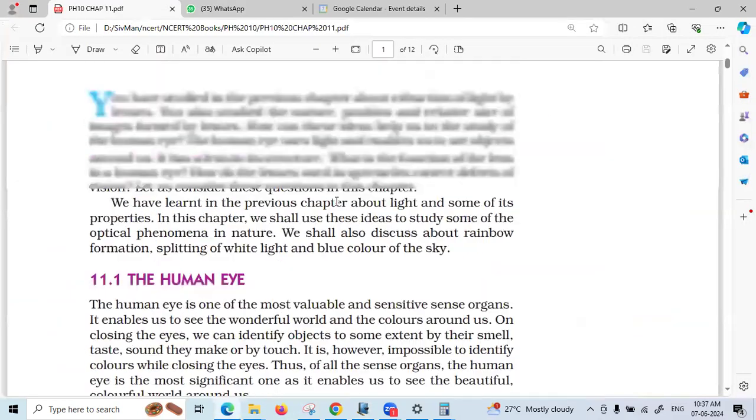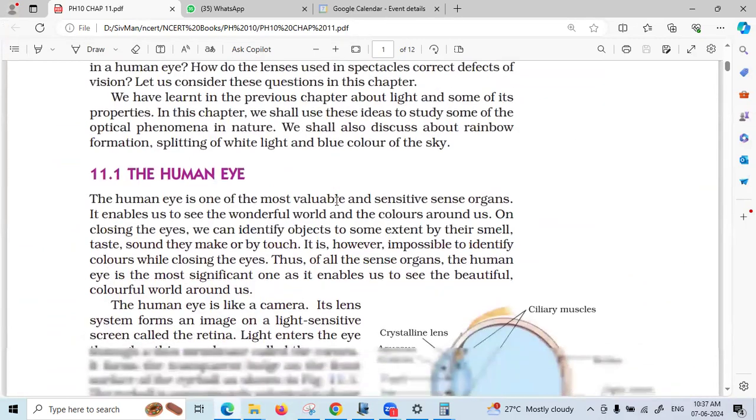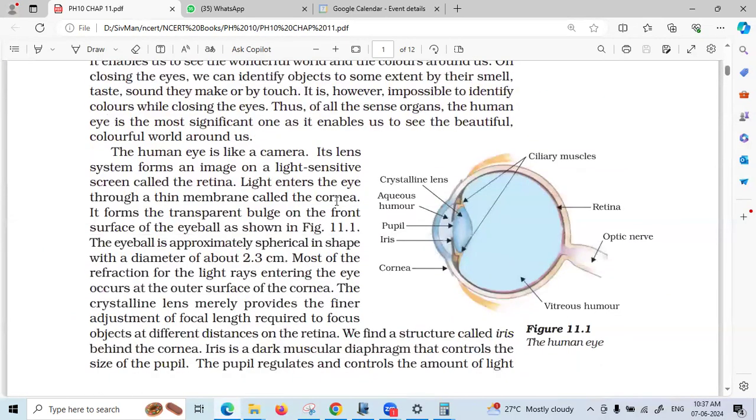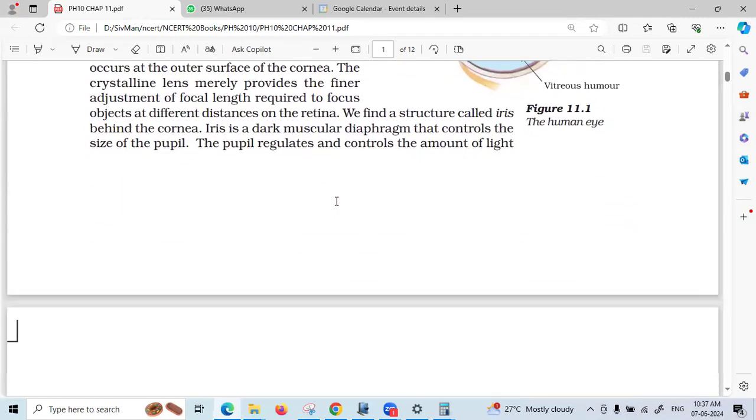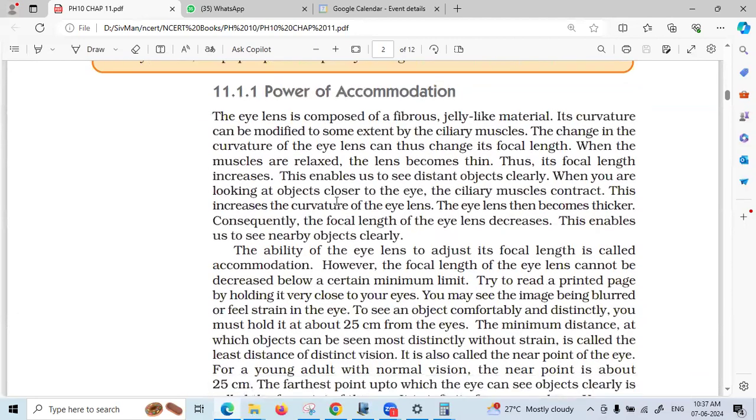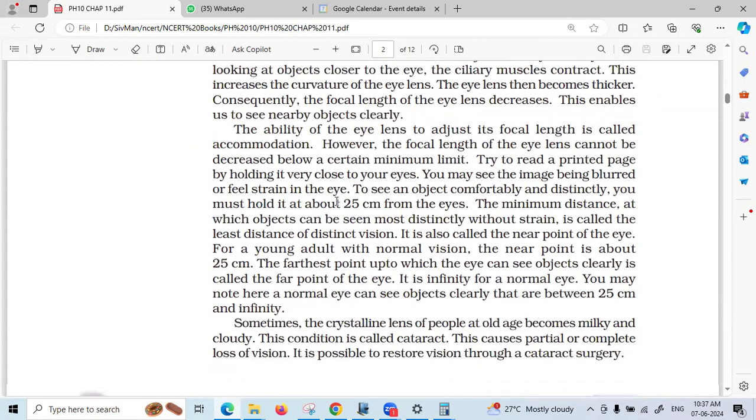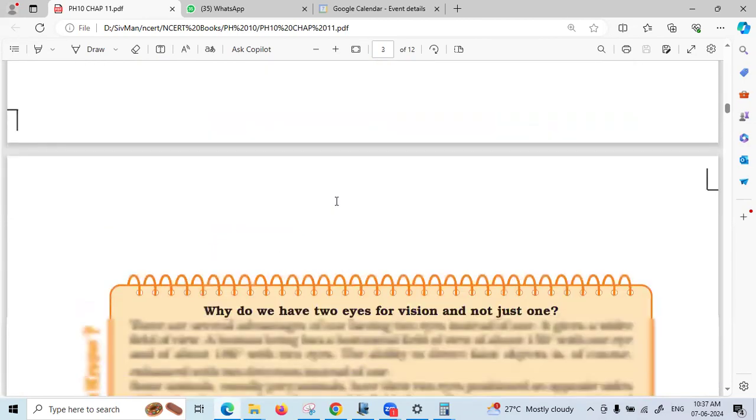Right, so this is what we've done so far. First, this is the human eye, the different parts, and what the functions of the different parts of the eye are. Okay, and today I have talked about this accommodation of the eye, which is basically the ability of the eye to adjust the focal length so that the eye can see objects from 25 centimeters to infinity. Okay, and one more concept is there.